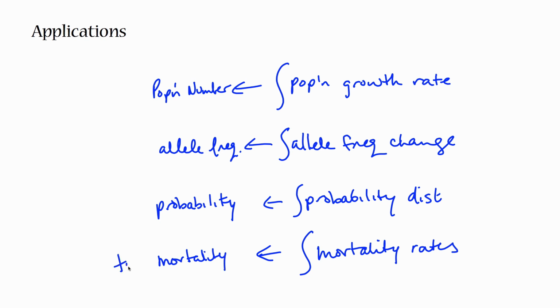The overall trend here, right, is you've got some function that gives you a rate of change, and integration gives you back the original function that measures the thing that was changing.